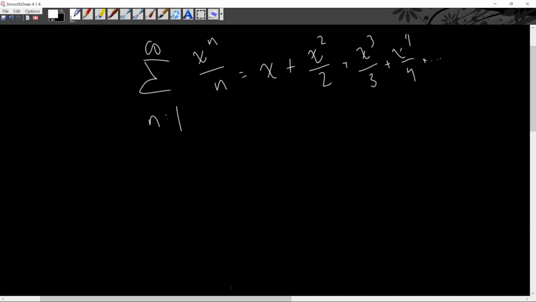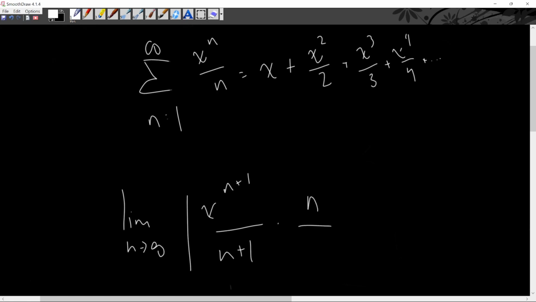And now we can do the limit as n approaches infinity of the n plus 1th term over the nth term. If we have x to the n plus 1 over n plus 1, we can just multiply that by the reciprocal of the original. So we're going to have n over x to the n, cancel, cancel. You're just going to be left with x, because n plus 1 minus n is just 1.